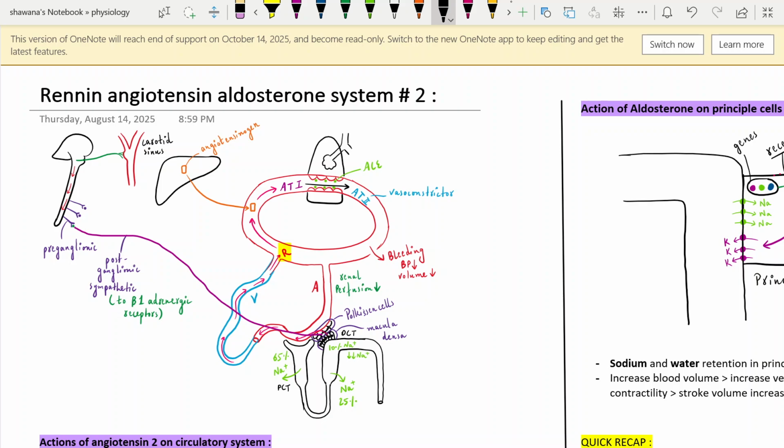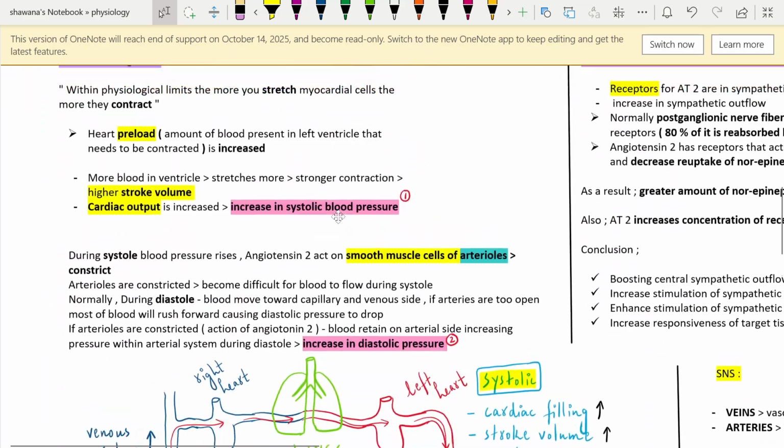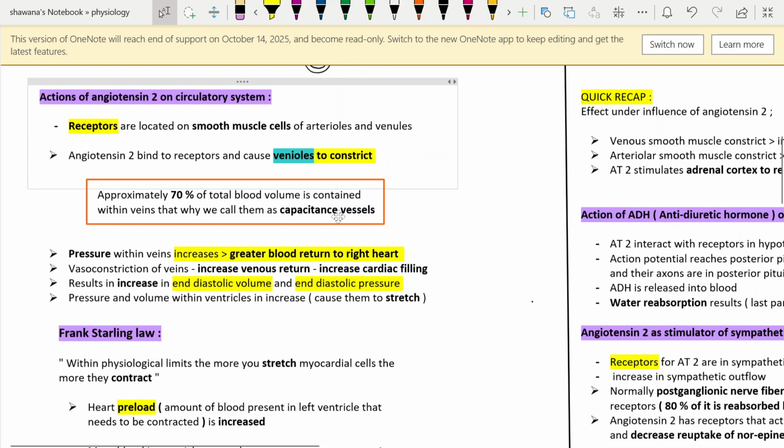to be converted into angiotensin 2. In this lecture we are going to discuss the effects of angiotensin 2 on the circulatory system. First of all, we need to understand that angiotensin 2 is a vasoconstrictor, okay? The receptors for angiotensin 2 are located on the smooth muscle cells of the arterioles and venules both. When angiotensin 2 binds to these arterioles and venules, they bring about certain changes. We will discuss venules first and then the arterioles.